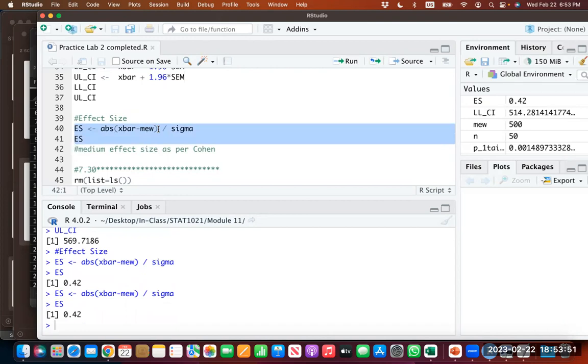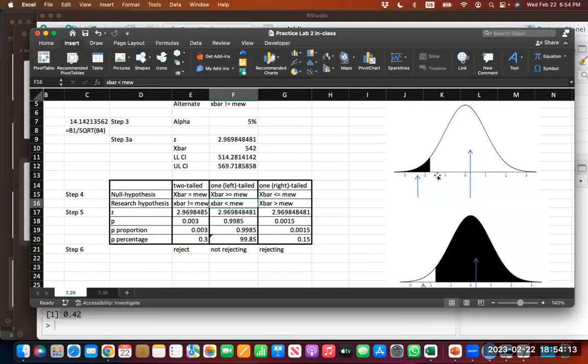Also remember the conventions, 0.2 to 0.5 small effect size, 0.5 to 0.8 large effect size, greater than 0.8. No, wrong. Medium effect size, and greater than 0.8 large effect size. So this would be a small effect size with 0.42. Good. So this was that example. Are there any questions to 7.29? I think it's considerably easier, right?